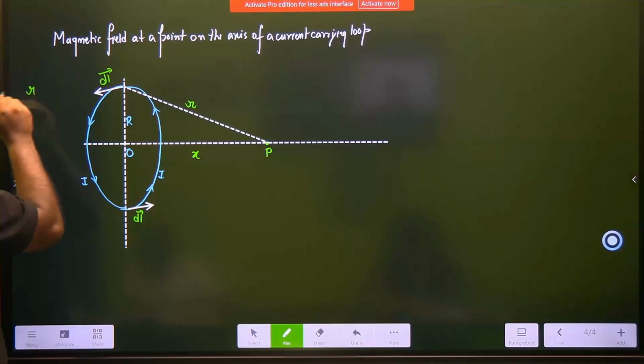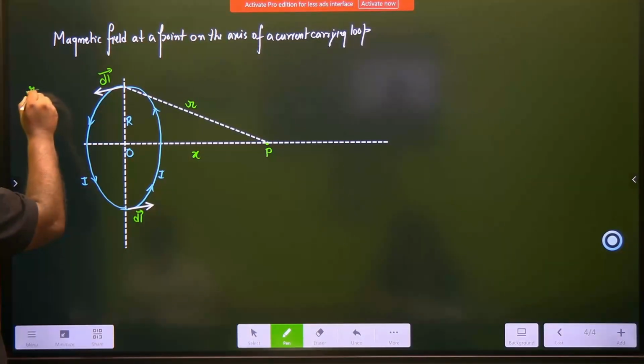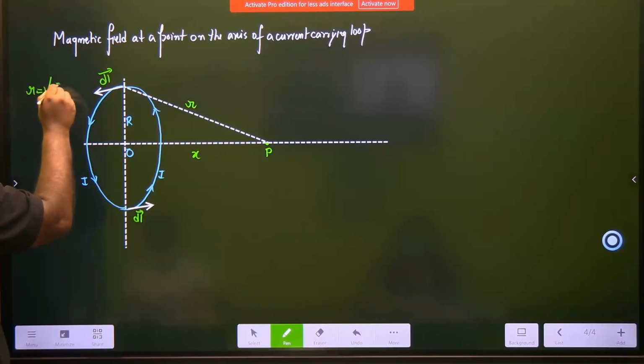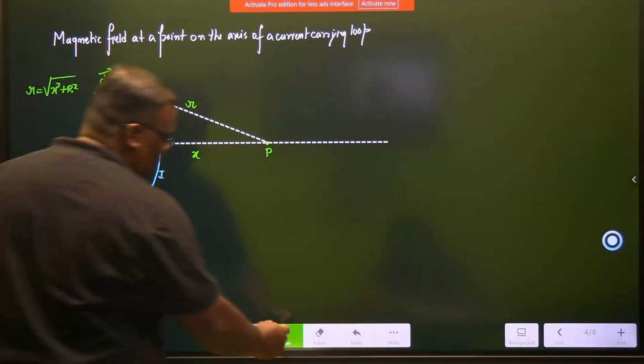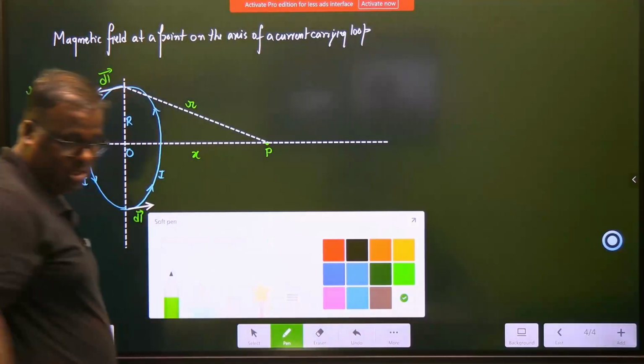And one relation straight away you can take up is that R can be taken as root under x square plus r square, using Pythagoras theorem. This we can find out. This is something that is already established for us. Okay?